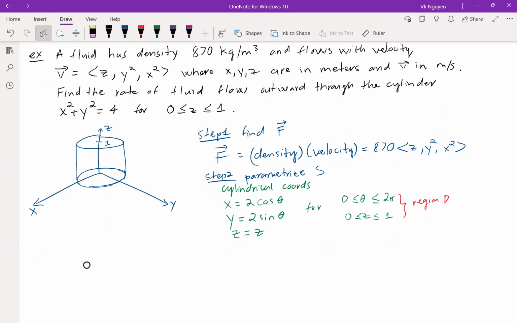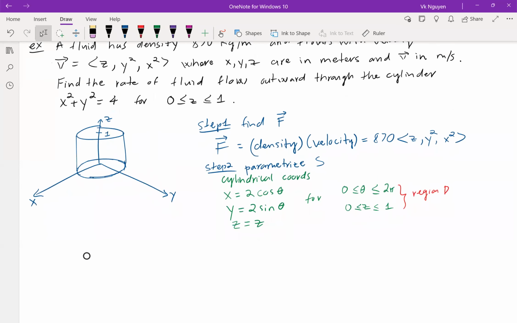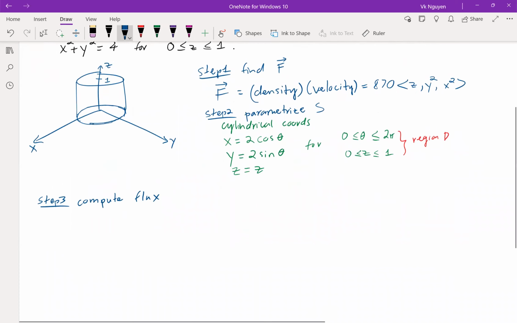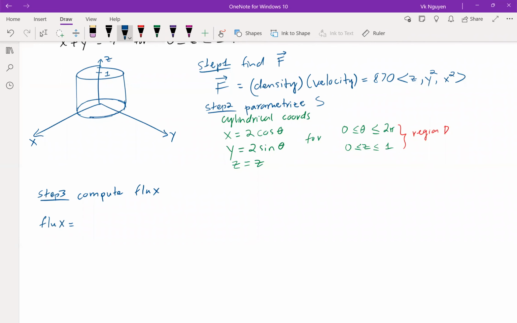Okay. Next step is you're gonna have to compute the flux. Flux is double integral over S of the vector field F dot dS. So I'm gonna do everything right here.